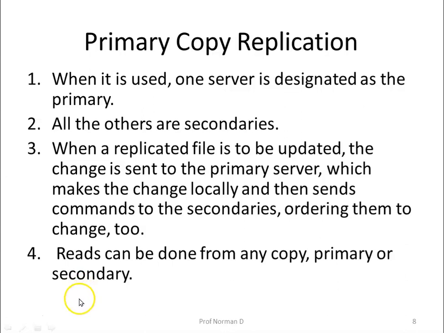Now when this algorithm is used, one server is designated as the primary. So one of the servers acts as the primary one, and all the other servers act as the secondaries. When a replicated file is to be updated, the change is sent to the primary server, which makes the change locally and then sends commands to the secondary servers, ordering them to change too. Now read operations can be done from any copy. It may be a primary or a secondary one.